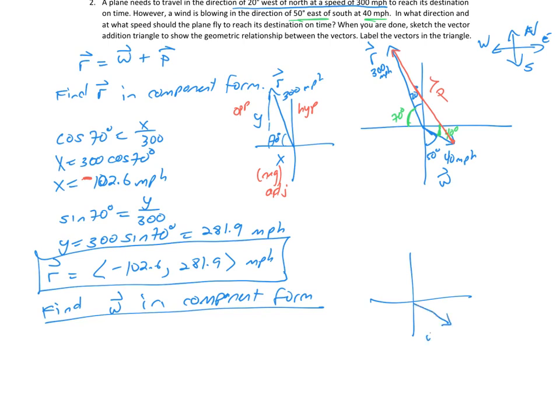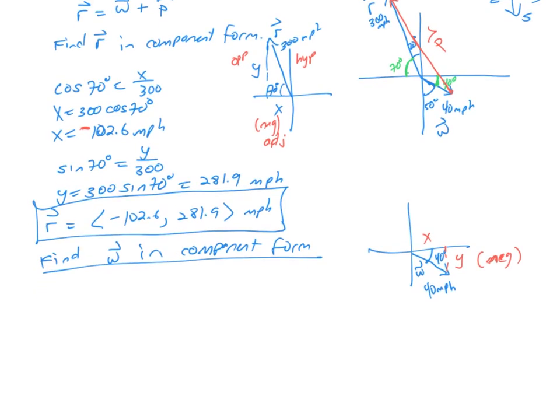So W has a magnitude of 40 miles per hour, and my reference angle is 40 degrees. This is the W vector. I'll label it. And now we need to break this down into its X and Y components. I'll note that Y must be negative. In quadrant 4, X is going to be positive. So we'll use right triangle trig again, and we'll set up our relationships. Y is the opposite side, and X is the adjacent side relative to the reference angle of 40 degrees.